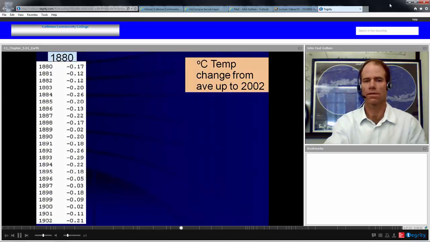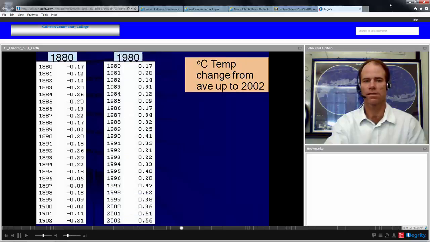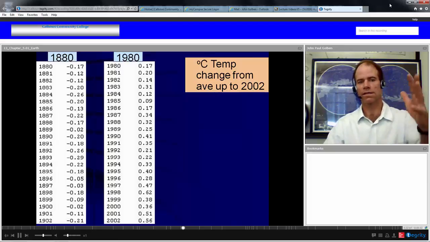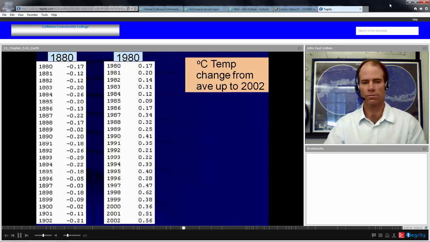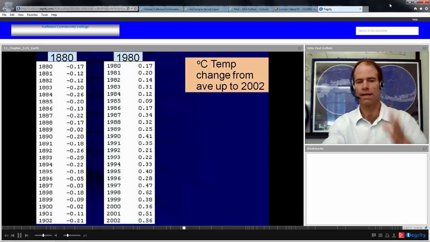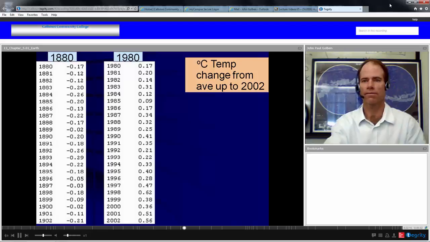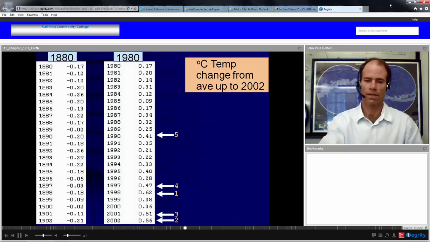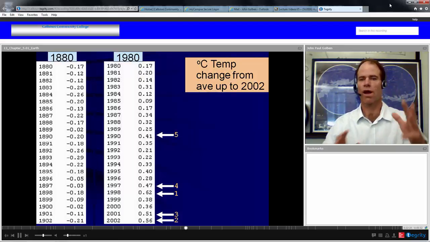Here's the degrees centigrade change over the last 120 years, at least between about 1880 to around 2000, using the average value for that range in comparison. And we see in the 1880s, everything was below that average, and in the 1980s and beyond, everything was above that average. And in fact, up to 2002, when I first made this chart, the top 5 hottest years on record were just prior to 2002, at least within that last dozen years before 2002.